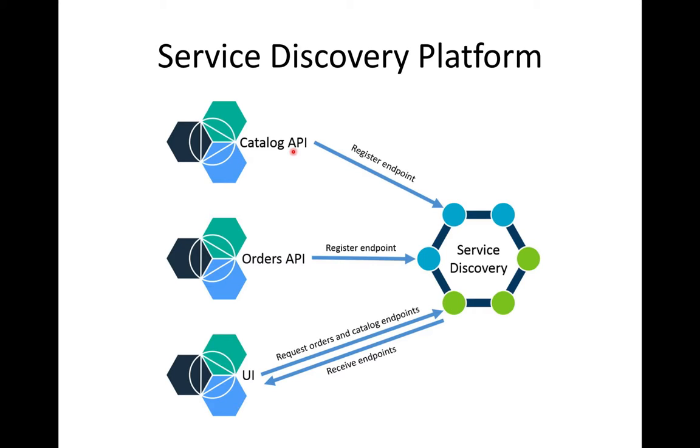So this platform is also like a directory service. Services can use the service discovery platform to find the location of other services within the environment. And if the catalog API service fails and it starts in some other location, then it can register its new endpoint with the service discovery platform. The service discovery platform then can notify other services that the catalog API endpoint has changed.